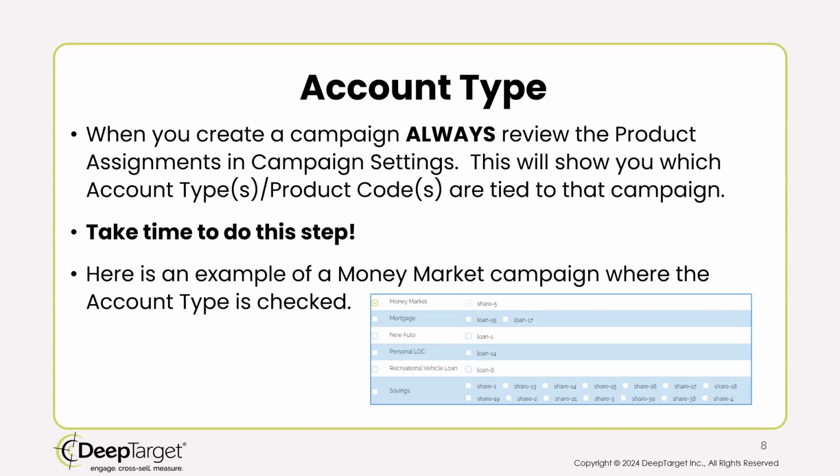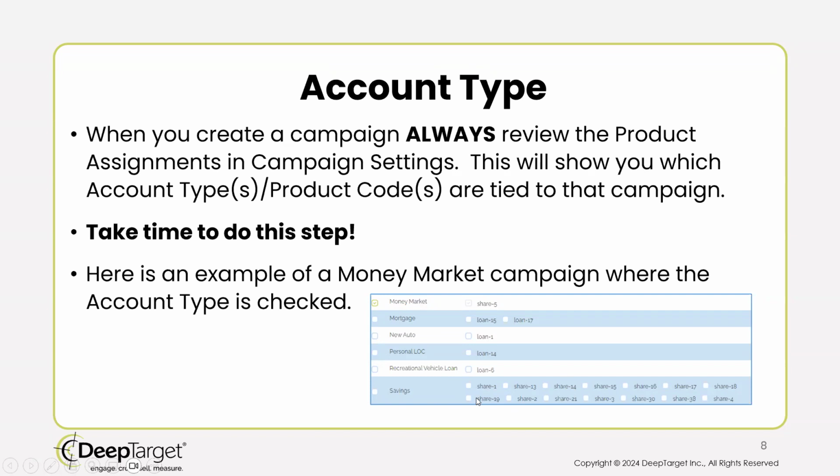So I just wanted to show at the bottom, this is an example of a money market campaign where the money market account type is checked. So let's just say, I'm going to switch down. Maybe I should have shown savings. So savings is at the bottom. It's got multiple different types of product codes associated with that account type grouping.